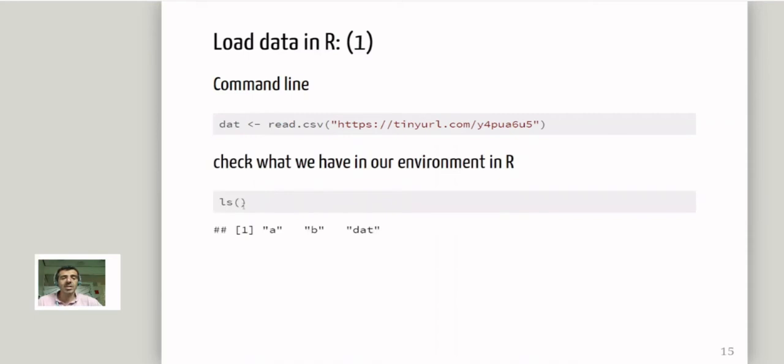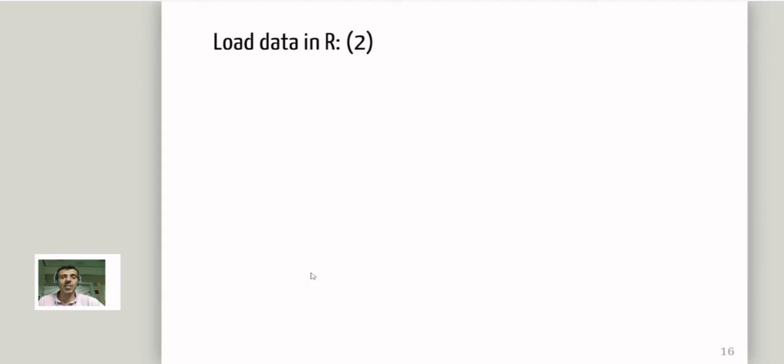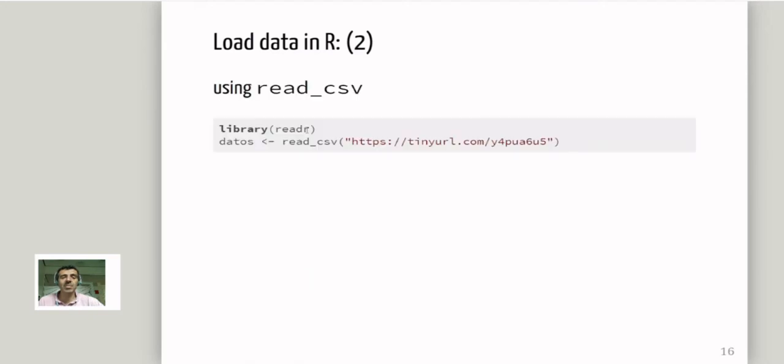So when we check what is in our environment, we will see that we already have these three objects in our R session. And what kind of object is that? We will see that it is a data frame, a data set for R. The other way to do it is by using this function called read underscore comma separated value. And we will do the same. You will need this package, readr, and we are going to give it another name.